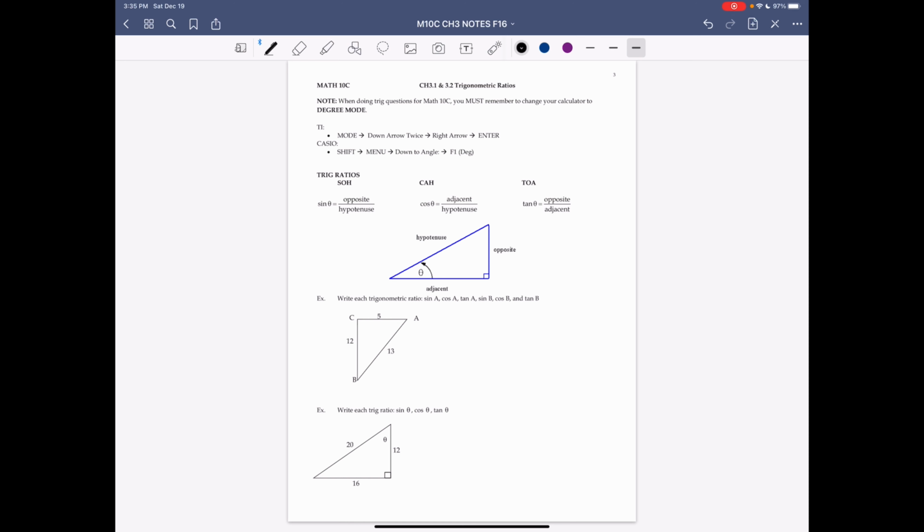(3.1) and 3.2 trigonometric ratios. Note, when doing trig questions for Math 10C, you must remember to change your calculator to degree mode. For TIs, you push mode, then go down until you're at degrees radians. Move over till you're on degrees and hit enter. For Casios, from your calculating screen, do shift, menu, go down to angle and push F1 for degree.